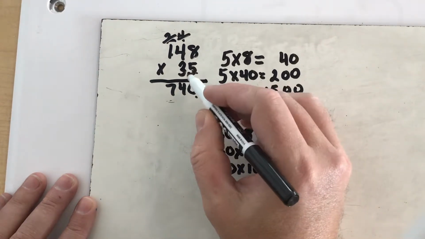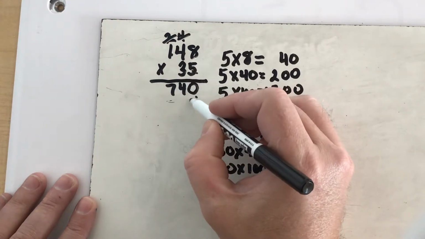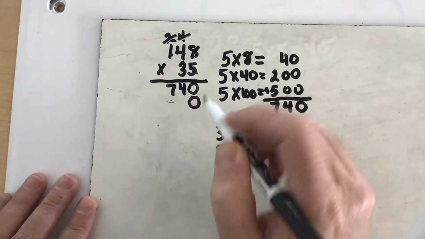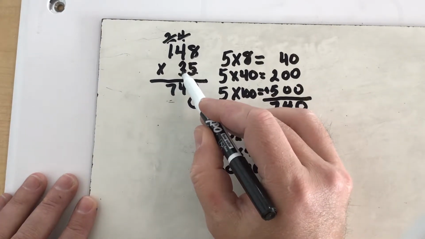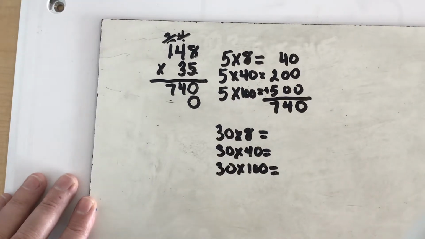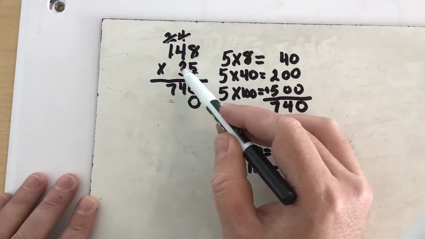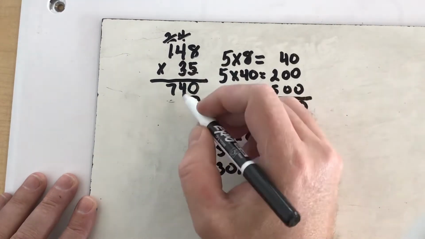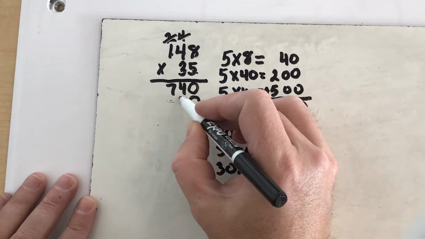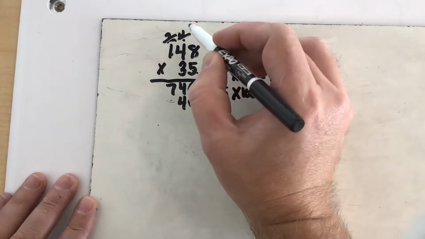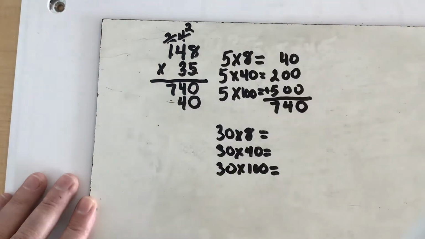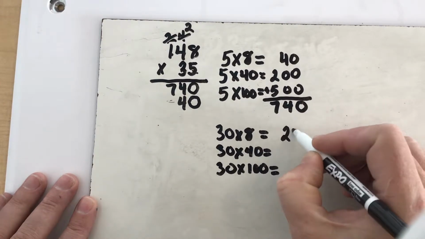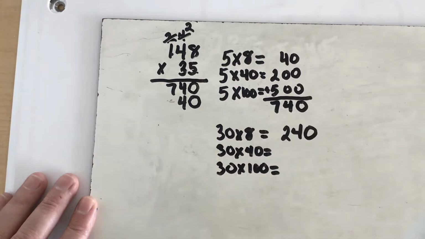So immediately, because I know this is a 30, I'm immediately going to put a 0 right here. And that's going to account for this being 3 tens and not 3 ones. Next, we're going to take 3 and multiply it by 8, and that is going to be 24. We're going to bring down the ones, carry the tens, do our work over here, which is going to be 240.